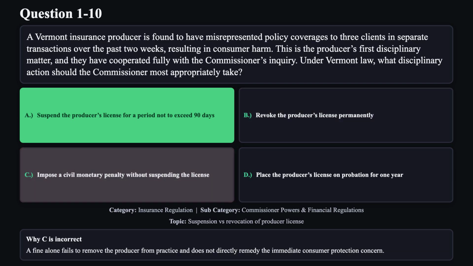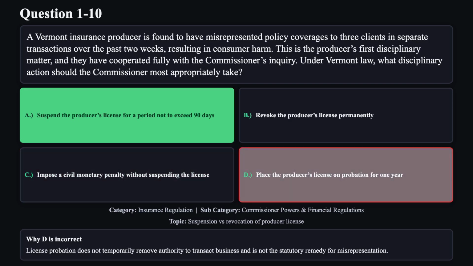Reason C is not correct. A fine alone fails to remove the producer from practice and does not directly remedy the immediate consumer protection concern. Reason D is not correct. License probation does not temporarily remove authority to transact business and is not the statutory remedy for misrepresentation.